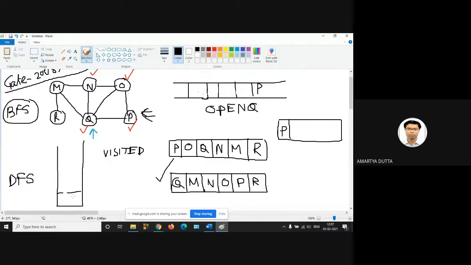So P is popped, so what should I write? Any O and Q. O and Q both. This is the difference between BFS and DFS. In BFS, breadth first search, we are using the queue, so consider one particular node and all its adjacents. In case of depth first search, you are using the stack.